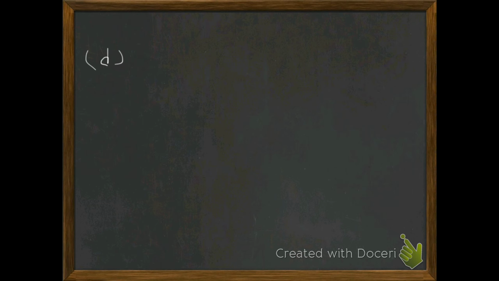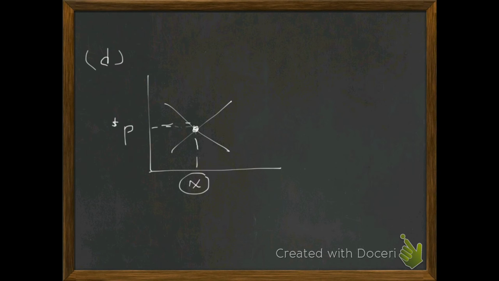All right, now part D, we need to find the equilibrium point. And guys, remember the equilibrium point is where the two lines cross. Now, this is going to have an ordered pair of x and a particular price. So our equilibrium point is going to have a quantity, x, and it's going to have a price. Okay? Now, we can find this two different ways.